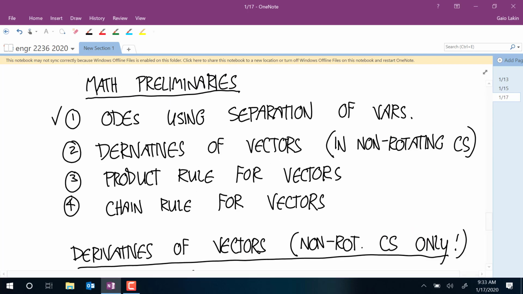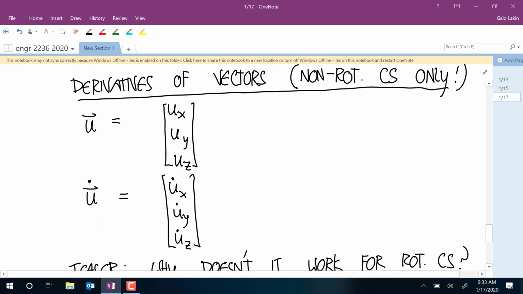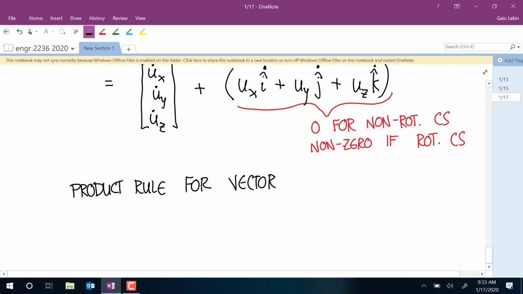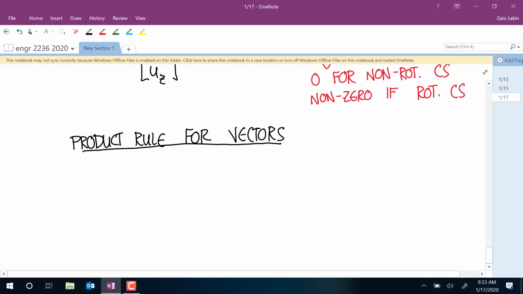Okay, so now that's derivatives of vectors in non-rotating coordinate systems. So now the product rule for vectors. So there's a few ways that you can have products with vectors. You can multiply a vector by a scalar. You can do the dot product of two vectors, or you can do the cross product of two vectors.